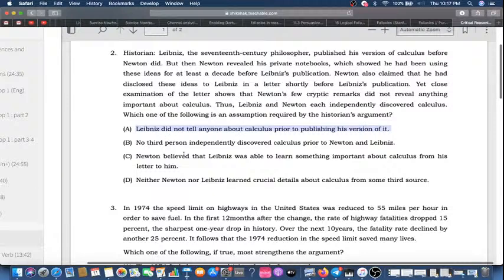Now Leibniz did not tell anyone about calculus prior to publishing his version of it. Doesn't really matter because there was no communication between these two, and even if he did tell someone, maybe his wife or his friend or his brother, the agenda was that did it get to Newton or not, and if it did not get to Newton, then I can definitely say that they discovered it independently of each other. But given that they did not actually copy it from some third wise person.